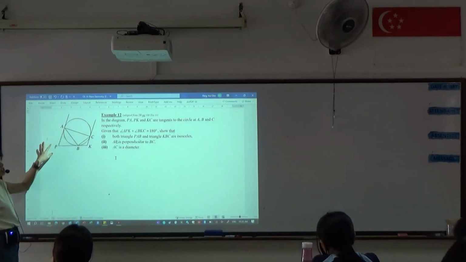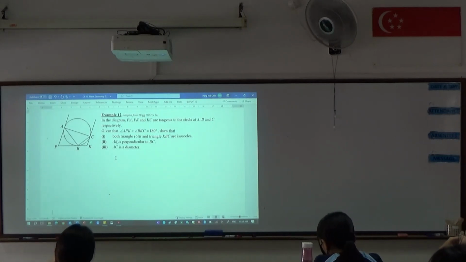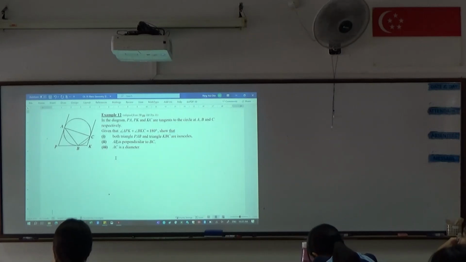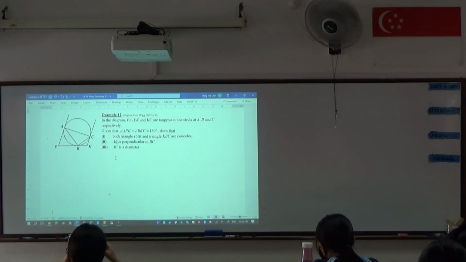PA, PB and KC are tangents to the circle at A, B, and C respectively. Since we're given tangents, we will use properties related to tangents. One important property is tangent perpendicular to radius, but in this question no radius is given to us, so we will not be able to use that. Another important one is tangents from external point. If you look at your notes, there is one that says tangents from external point.